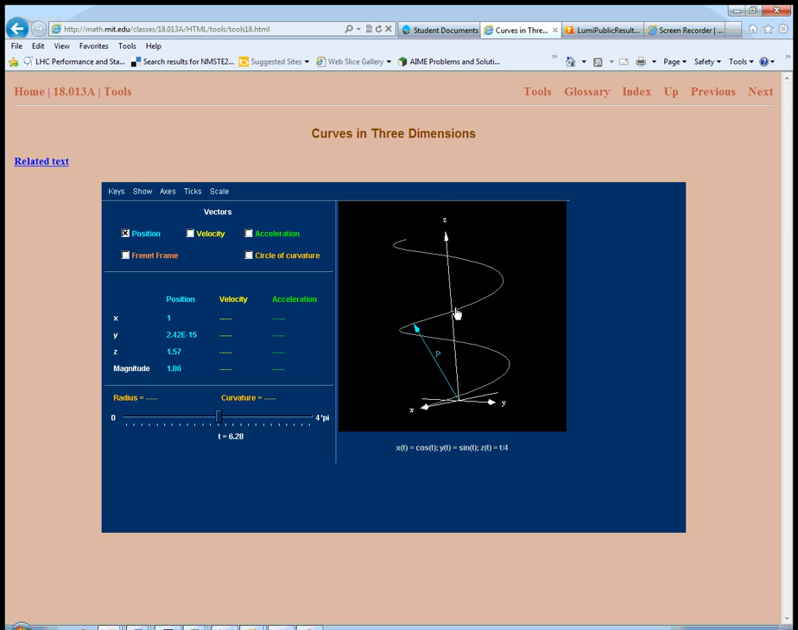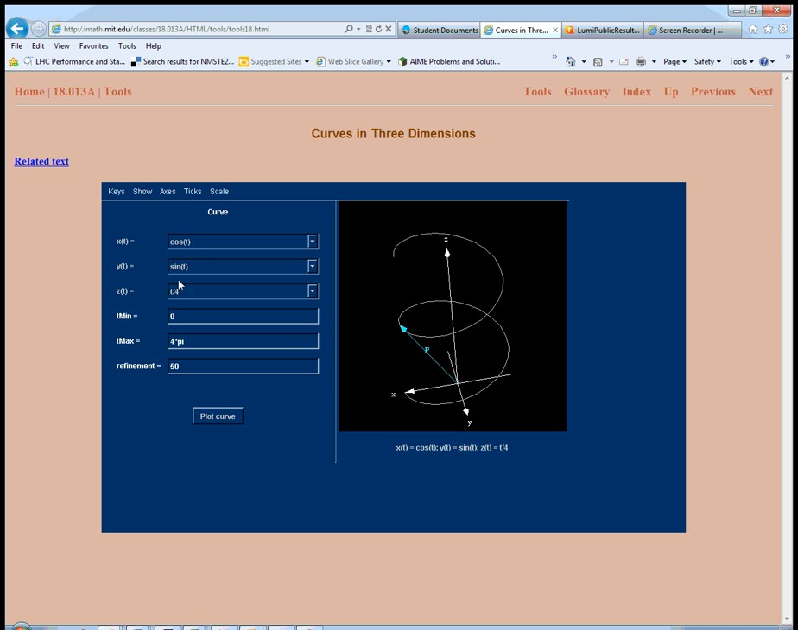Okay, so let's look at just a couple of other examples of this. Suppose we put in something really simple. Let's just put in t, t squared, t cubed. This is a very popular example. It's called the twisted cubic, because there are no complicated functions here.